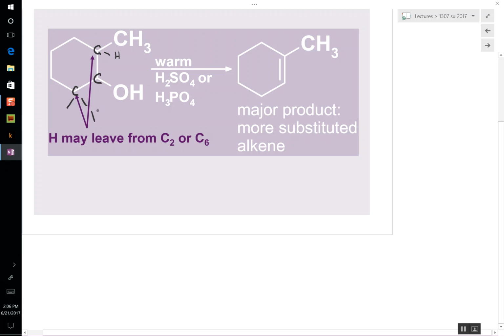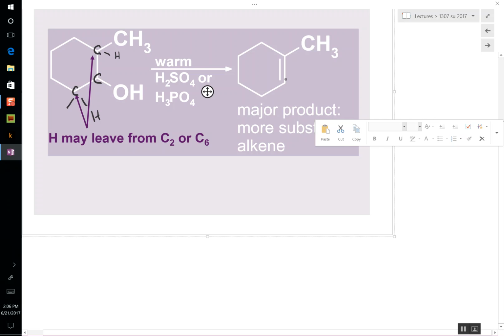You've got a hydrogen here, so you could get your water molecule here and form a double bond right there, or you could, that has a hydrogen on it, so you could get your water molecule right there and form your double bond right there. And you see how they're saying that is going to be the major product.